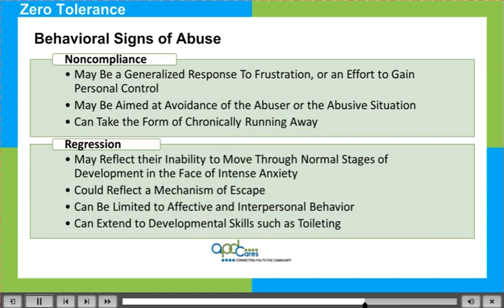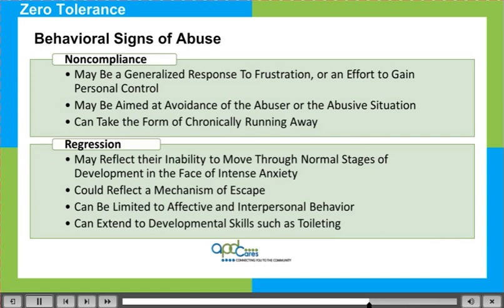Behavioral signs of abuse. Other behavioral signs that can be important in detecting abuse and neglect are non-compliance. Individuals who are abused often become non-compliant. Non-compliance may be a generalized response to frustration, or an effort to gain personal control. May be aimed at avoidance of the abuser or the abusive situation. Can take the form of chronically running away in adolescence.